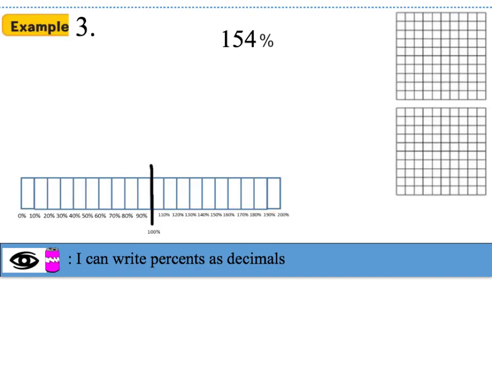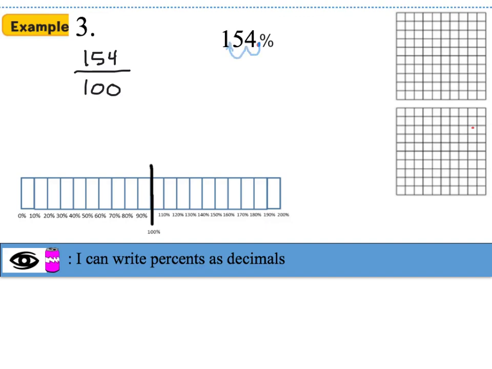So for example 3, let's go ahead and make 154% look like a decimal. But before we do that, we can write this percentage as a ratio compared to 100. So I can write it as 154 over 100, because every percentage is out of 100. Since we're dividing, we know that the numbers are getting smaller, and I know that my decimal is placed behind the number. So if I'm dividing, the number gets smaller, I can move my decimal 2 spaces to the left.